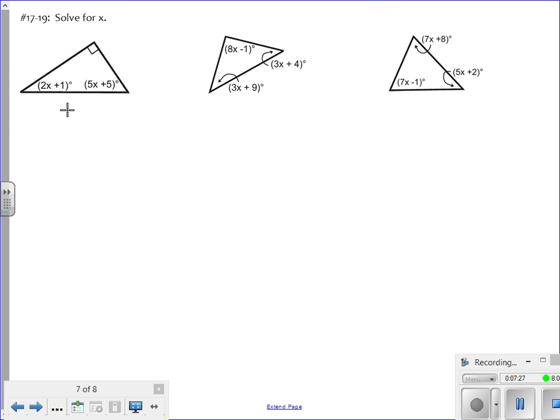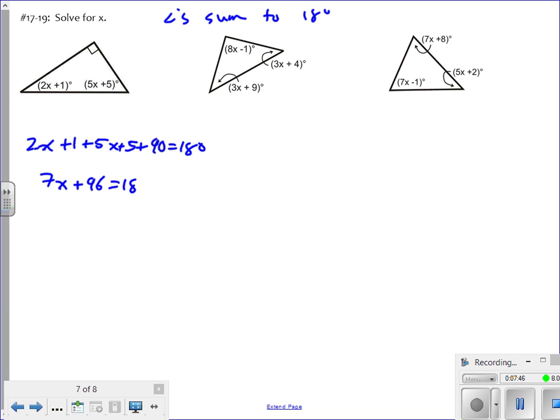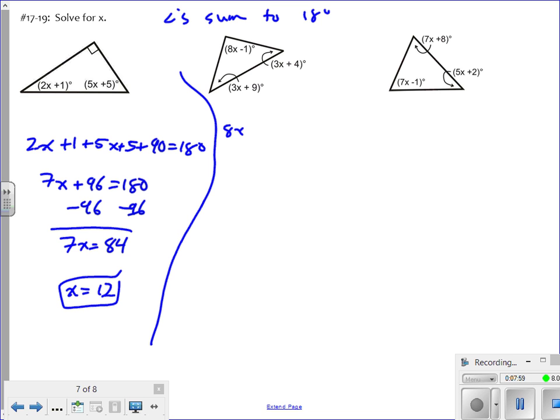With the triangles, remember the angles of a triangle sum to 180. So it's just a matter of putting all this together. 2x plus 1 plus 5x plus 5 plus 90 equals 180. If I combine my like terms, I got 7x plus 96 equals 180. Subtract 96 from both sides. So 7x equals 84. Divide both sides by 7. X equals 12.